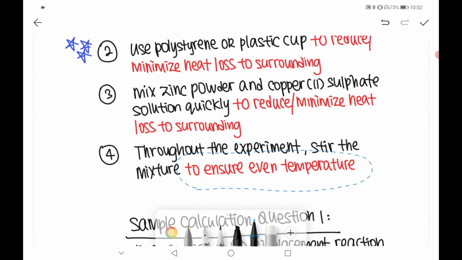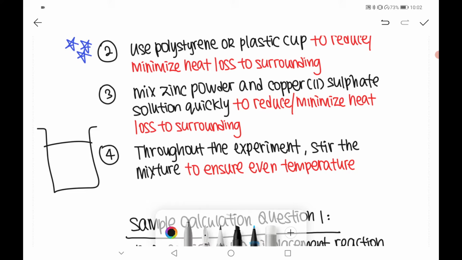Even means balanced. Because if you don't stir, maybe this part is a little bit hot, maybe 28 degrees Celsius, this part maybe only 18 degrees Celsius, and this part maybe 20 degrees Celsius. So it's not even. If you put a thermometer inside and stir it, then what happens?